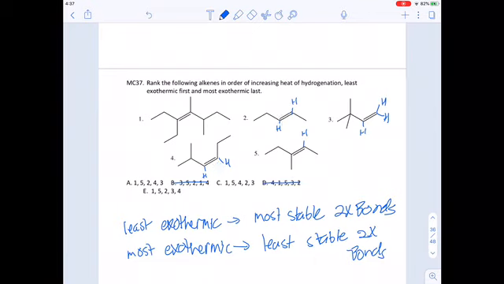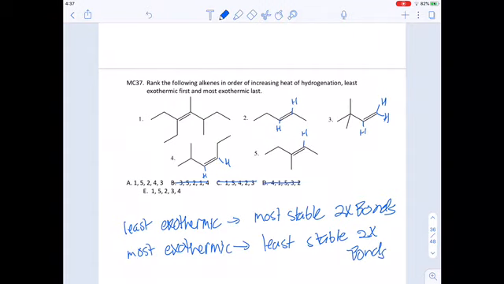Hopefully when you see these side by side, you can see that these two are next to each other and these two are opposite each other. Okay? So 2 is going to come next and then 4. So you can eliminate any where 4 comes before 2. So you can eliminate C.